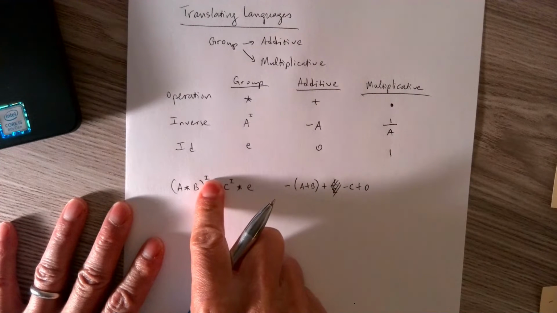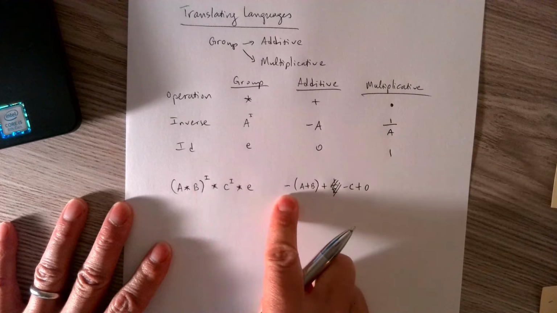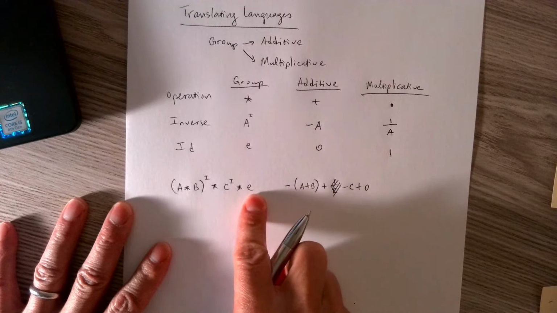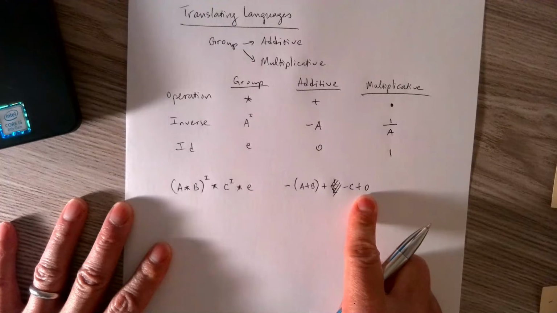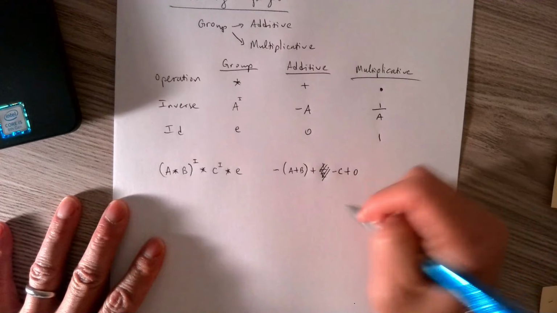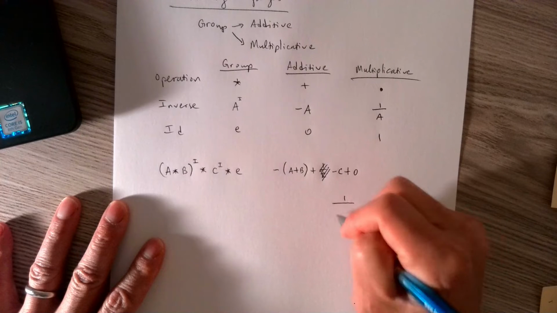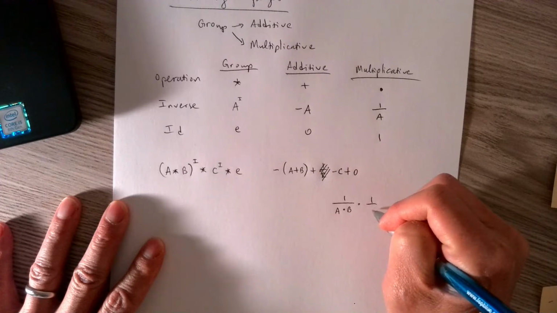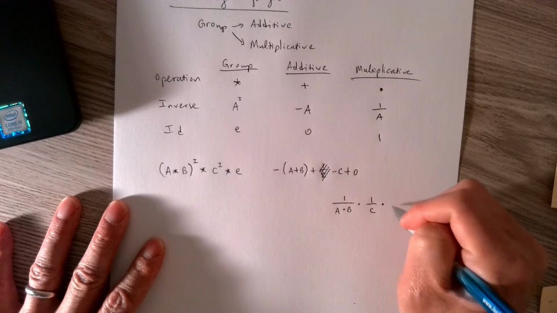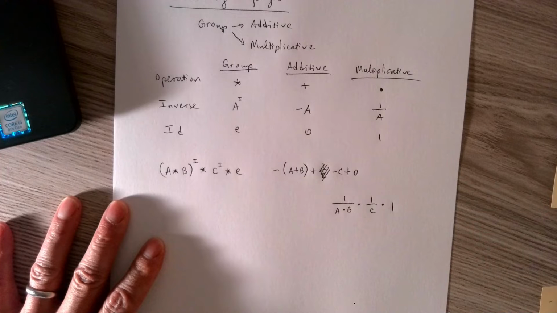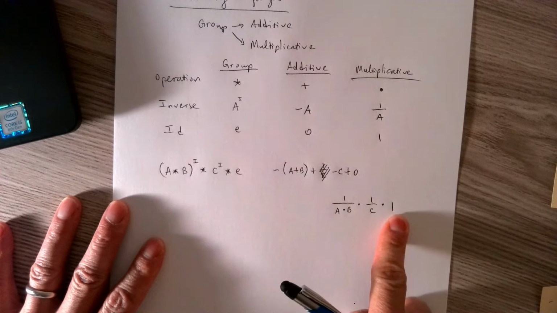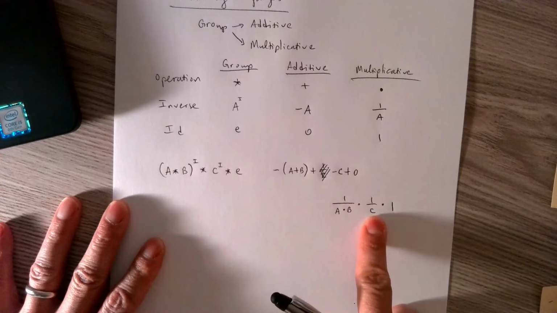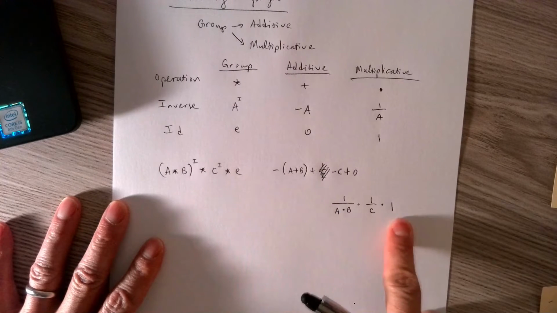Every I means inverse, and in additive that means negative. Every star has turned into a plus, and the identity element is now 0. Here it is in multiplicative. Every star is turned into times. Every inverse means 1 over. And the identity element is now 1.